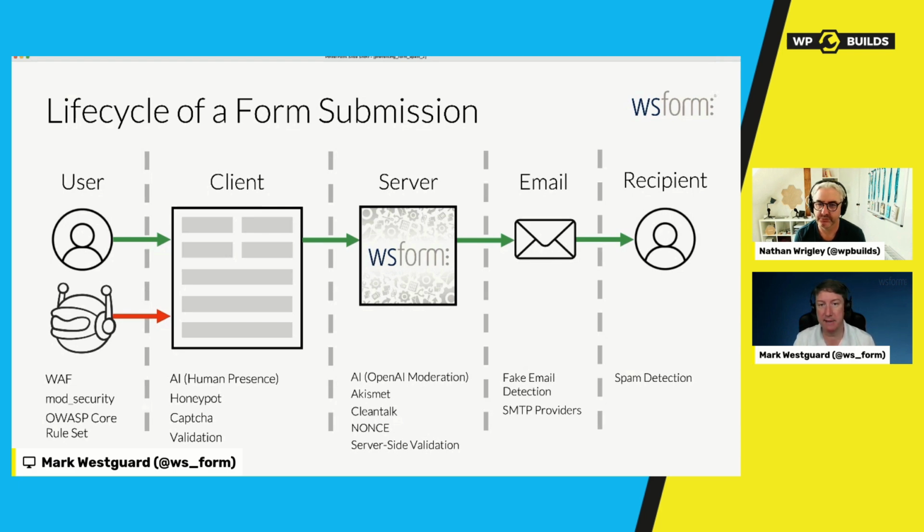Once that form is submitted and we get to the server side, there are other things that we can do. So again, with AI, we've got things like OpenAI, where we can check for malicious content and things like that. Akismet can look for spam content. There are third-party services like CleanTalk, which will actually block submissions from certain IP addresses and do a multitude of other things. Some of those services are really great to look at. We're going to talk about nonce as well, which is a number used once.